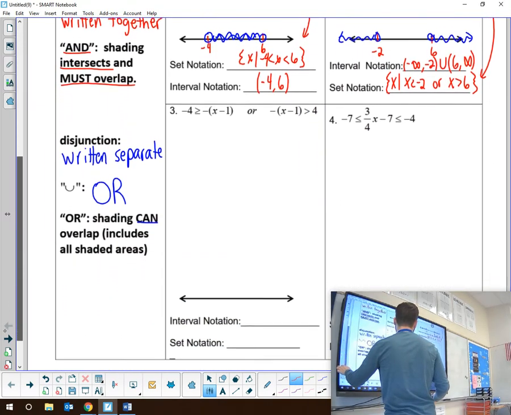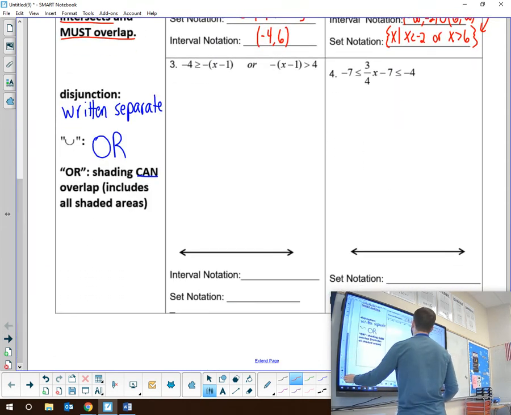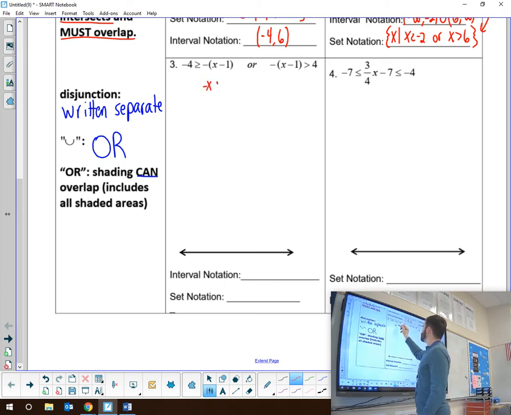Take a look at number 3. We have another disjunction problem that we're going to need to solve. We have a greater than or equal to on this side. We have a greater than on this side. So let's go ahead and distribute those negatives. Let's solve this out. So I'm going to go negative times x is negative x. Negative times negative 1 is a positive 1.